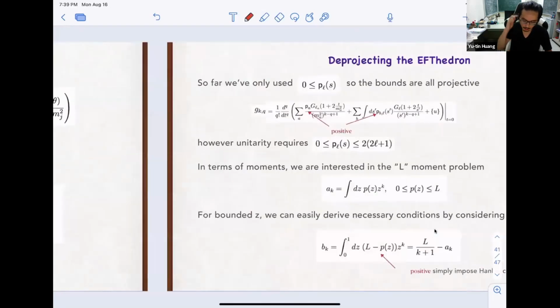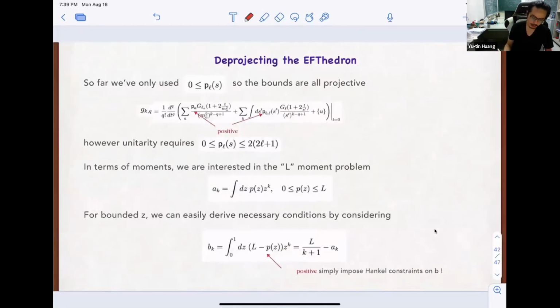Okay, good. So now with the final few minutes, I'd like to talk about how I want to deproject my EFThedron. Previously, as I mentioned, I'm only using that the spectral function is positive. Since I'm only using that the spectral function is positive, all of the bounds I'm deriving are just projected, because as I mentioned, you can multiply by any constant, and this will still be a solution.